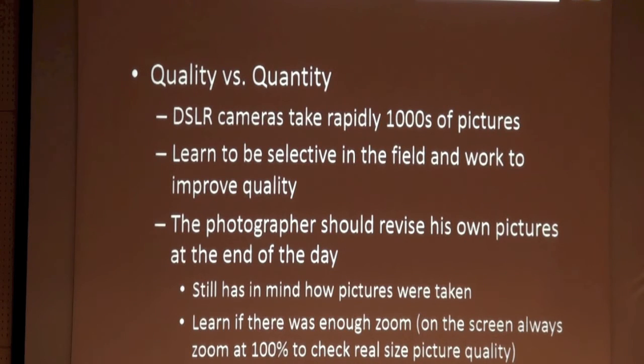So on the screen you can then zoom easily at 100% and check the real size picture quality. So nowadays you have cameras that can take up to 20 megapixel pictures, so even if the dorsal fin looks far away, sometimes you can zoom in so much that it's still actually a useful picture.